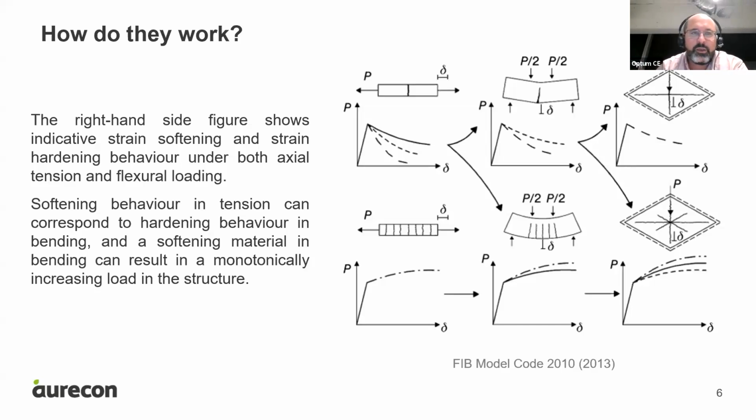And what we show in the right-hand side figure is that we compare some different behaviors: direct tension in the first column, then flexure, and then something that more closely simulates your actual structure. Depending on the amount and type of fibers, once it cracks, you can have a softening behavior in tension, a softening behavior in flexure, and a softening behavior in your actual structure, for example in a slab, as shown at the end here.